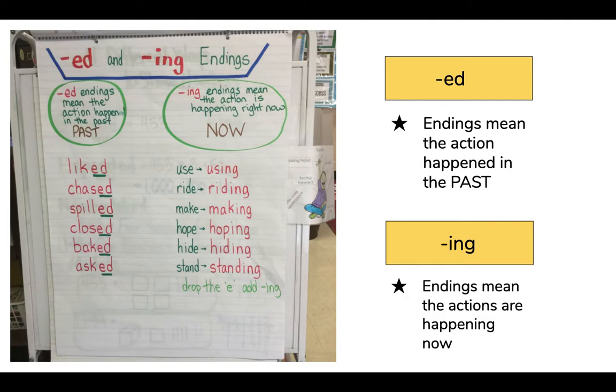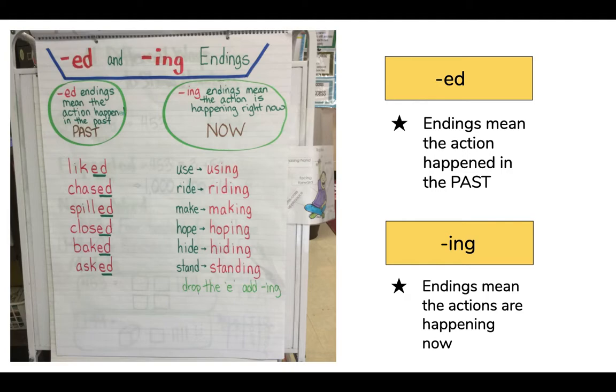We add ED most of the time onto verbs. So here are some examples. Liked, chased, spilt, closed, baked, and asked. You can hear the different ways that those ED endings sound, like in spilt versus closed. Those endings sound different even though they're both spelled ED.